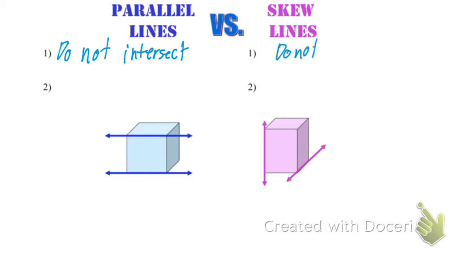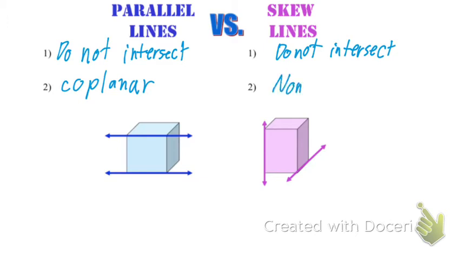So neither of them intersect. They both do not intersect. Parallel lines, though, are coplanar, like we just said. Skew lines are non-coplanar. Basically, brothers from a different mother. Okay? Questions on that?